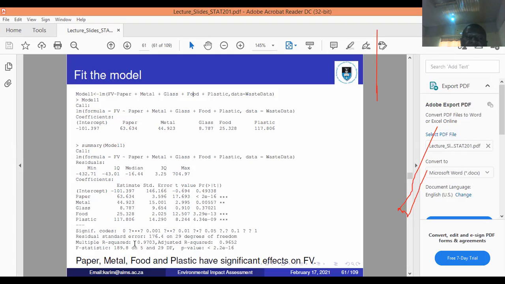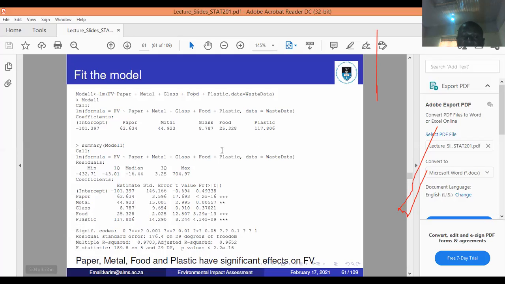So what this means is that 97% of the variability in the fuel value has been explained by the independent variables: paper, metal, glass, food, and then plastic. Since 97% of the variability in the fuel value has been explained by these independent variables, we say that the overall fit of the model is good.